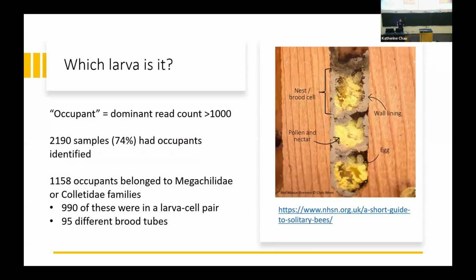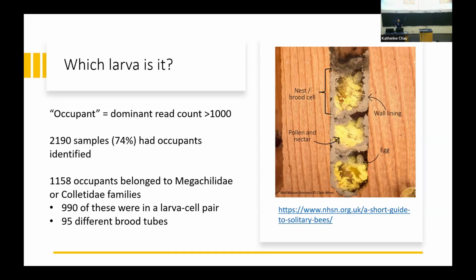So which larva is present? In order to determine this, we defined occupant as the dominant read count above 1,000. So what ASVs present had above 1,000 reads. So 2,190 of my samples had occupants identified. This is roughly 74% of the samples that I sent away. Of those, 1,158 occupants were identified as different bee species. The other samples tended to be other different insects, so lots of wasps, moths, earwigs, that kind of thing.